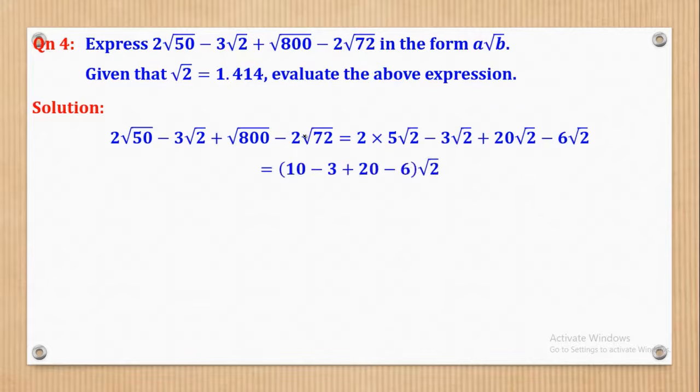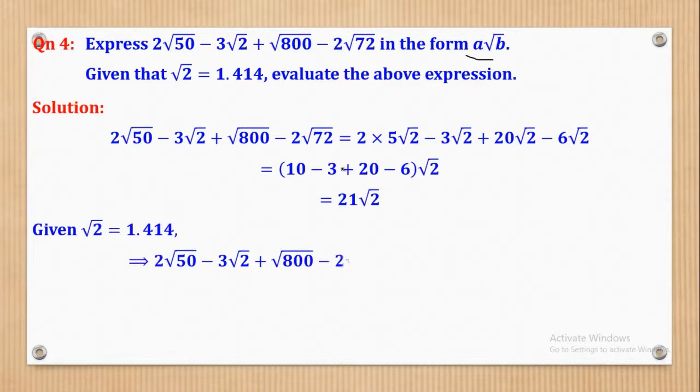So next is to collect like terms, because this is root 2, root 2, root 2, root 2. Therefore it will be this 10, which is here, minus 3, plus 20, minus 6. And then you come up with 21 root 2. So it is already in that form. But they told us that given root 2 is equal to that, evaluate the above expression. Therefore, the above expression will be equal to 21 root 2, which is 21 times 1.414. And when I use the calculator, it will become this.